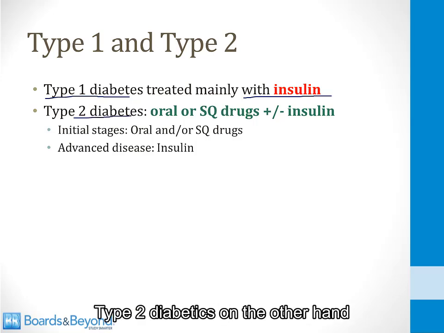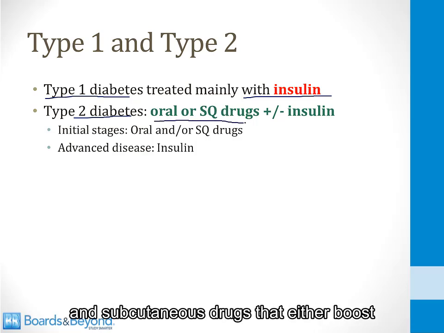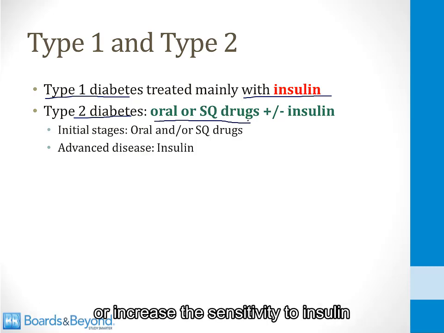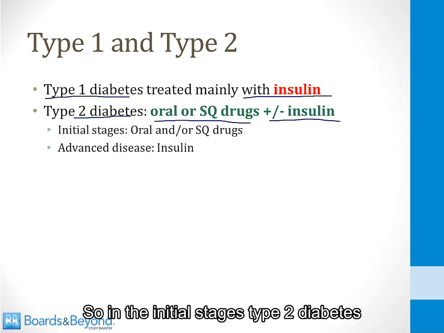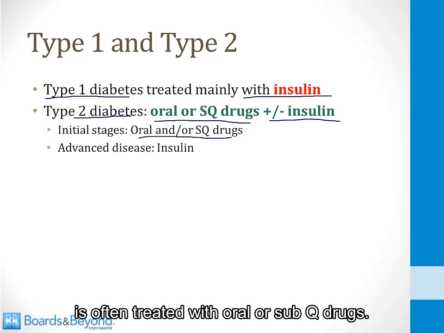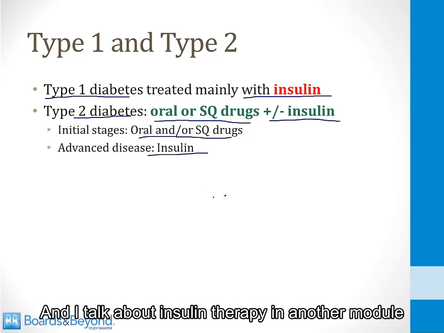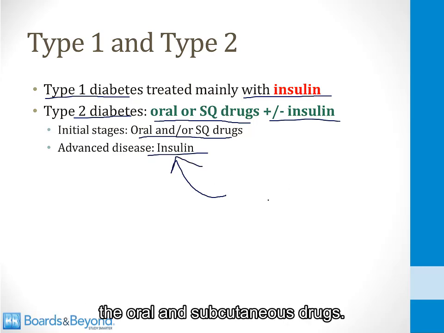Type 2 diabetics, on the other hand, especially when they're initially diagnosed, usually have some beta cell function in the pancreas. For this reason, you can administer oral and subcutaneous drugs that either boost the amount of insulin production from the pancreas or increase the sensitivity to insulin. Only later do you need to administer additional insulin as therapy. So in the initial stages, type 2 diabetes is often treated with oral or sub-Q drugs. When the disease becomes advanced and the pancreas begins to fail in its ability to make insulin, that's when insulin is required. And I talk about insulin therapy in another module. In this module, we're going to focus on the oral and subcutaneous drugs.